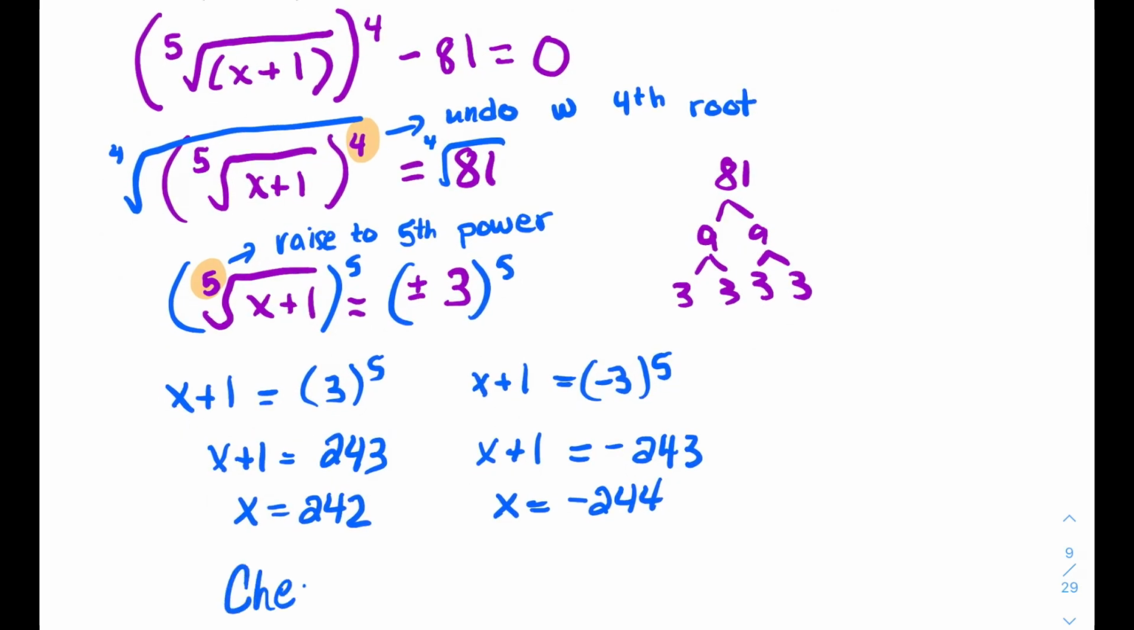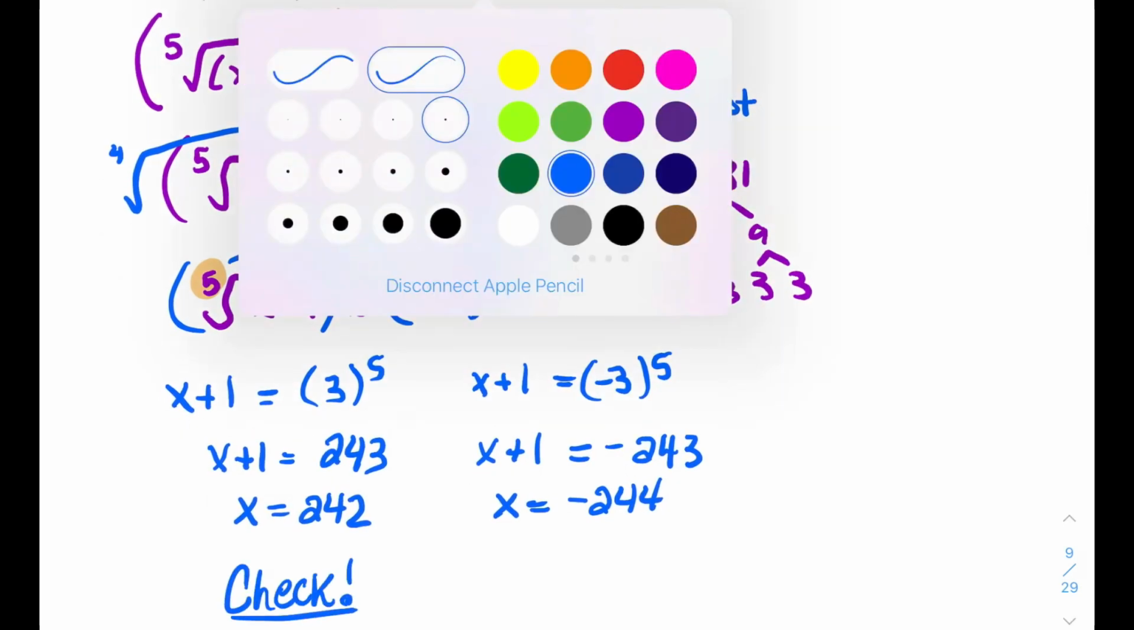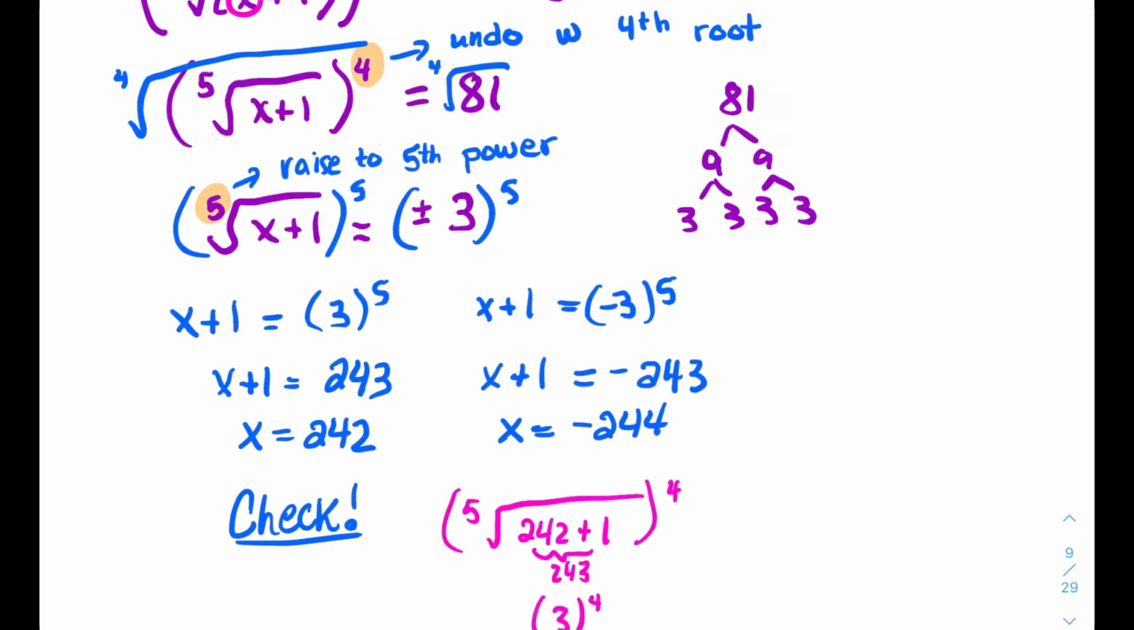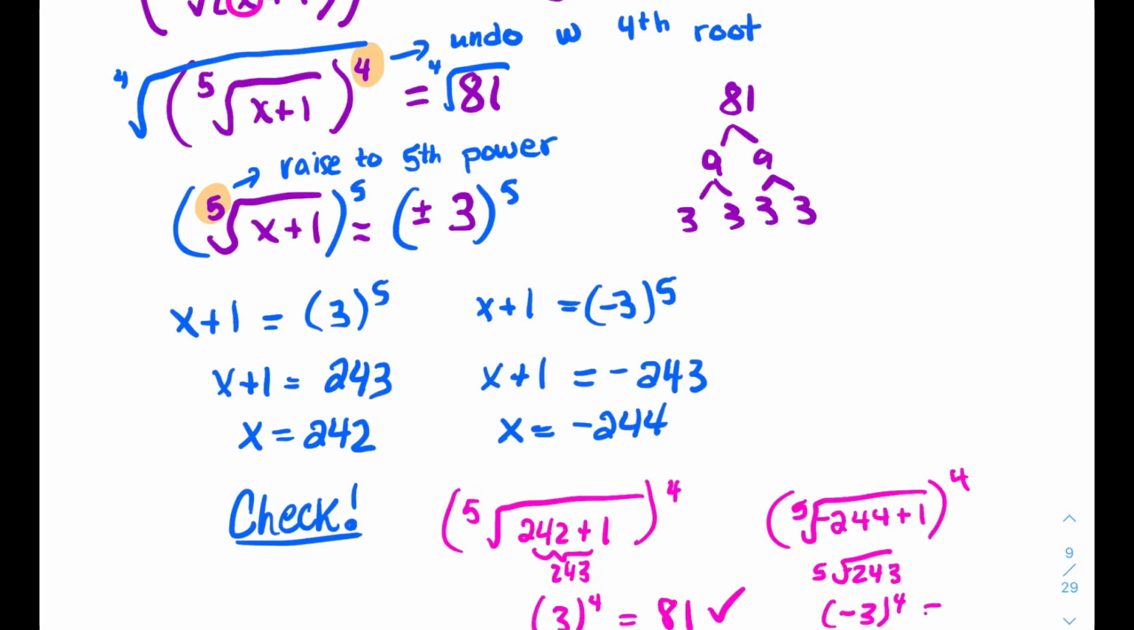You do need to plug them back in and check. So I'll run through that real quick. I like to plug it back into the version with the radicals because it's easier to think about. So that'd give me 5th root of 243, which is just going to be 3. Raised to the 4th power is 81. Yep. And then 5th root of negative 243 is negative 3, to the 4th power is 81, and 81 minus 81 is 0, so yeah, we're good to go.